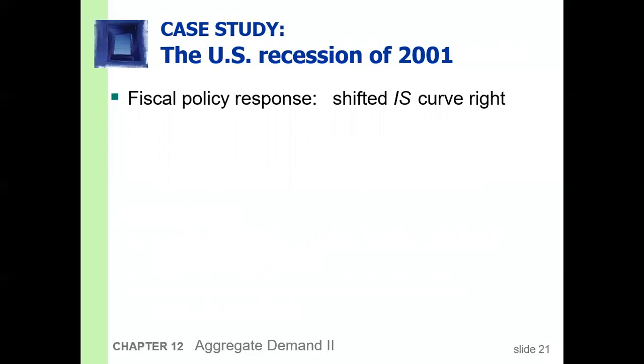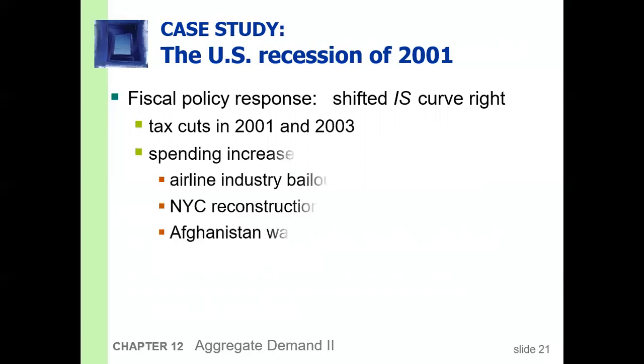The fiscal policy response at this time was to try to shift the IS curve to the right. Okay, how? By tax cuts in 2001 and 2003, and spending increases in government spending, like the airline industry bailout, the New York City reconstruction, the Afghanistan war, and so on. So these are the main fiscal policies that the government can use to shift the IS curve to the right, by taxes and government spending.